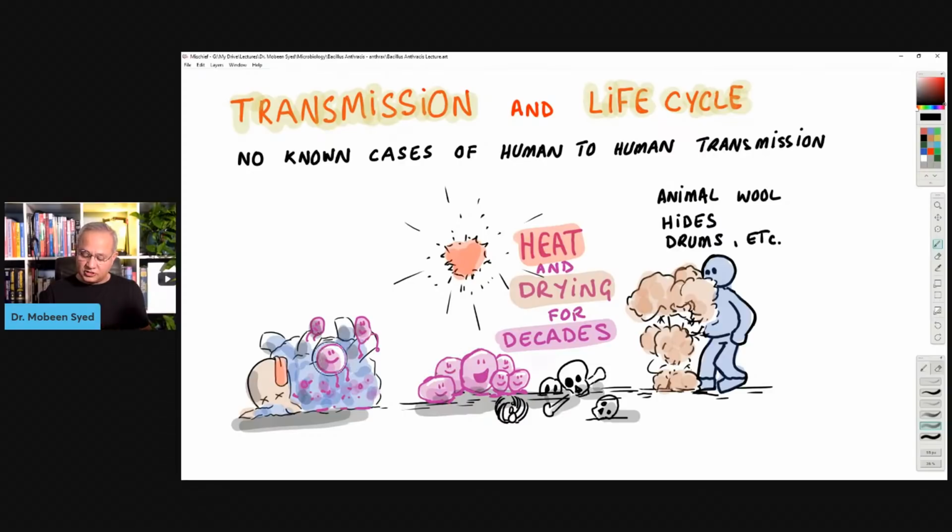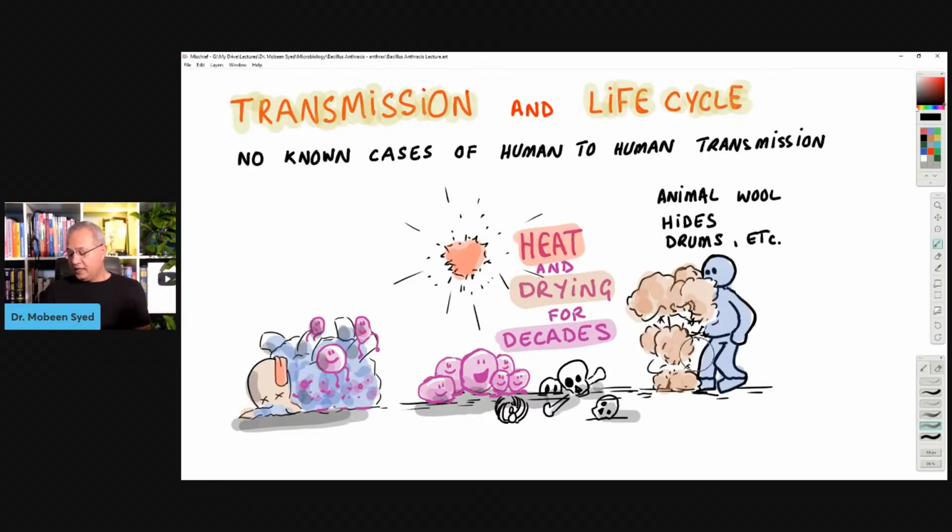Now, if the pathogen, Bacillus anthracis, was present in it, the Bacillus anthracis spores will come out. And those spores, down here if you see, these spores can live in harsh environments for decades. Decades. They can survive there. They can survive ultraviolet light. They can survive dry environments. They can survive heat. And they can sit there and wait for decades.